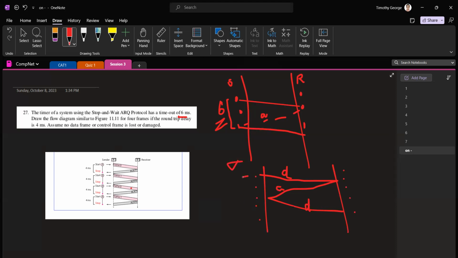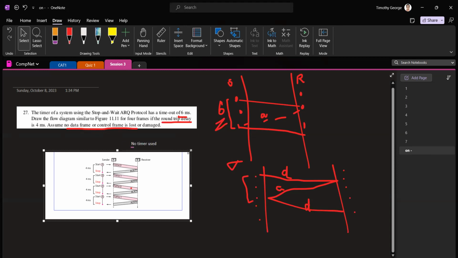So what will be the time from one frame to the next? It will be how long it takes for the data to travel and reach the receiver, and how long the acknowledgement takes to travel back. That is given in this question as the round trip delay. The question also says to assume no data frame is lost. When they say no data frame is lost, what they're trying to say is, no timer is used.